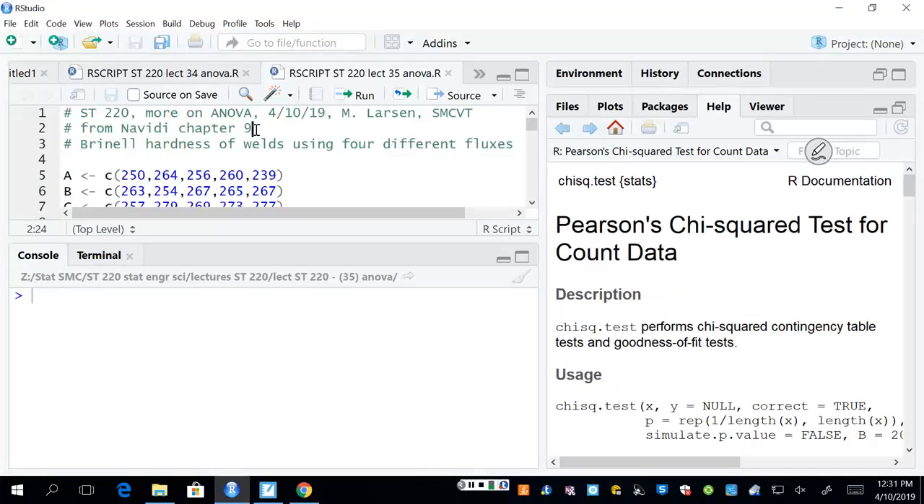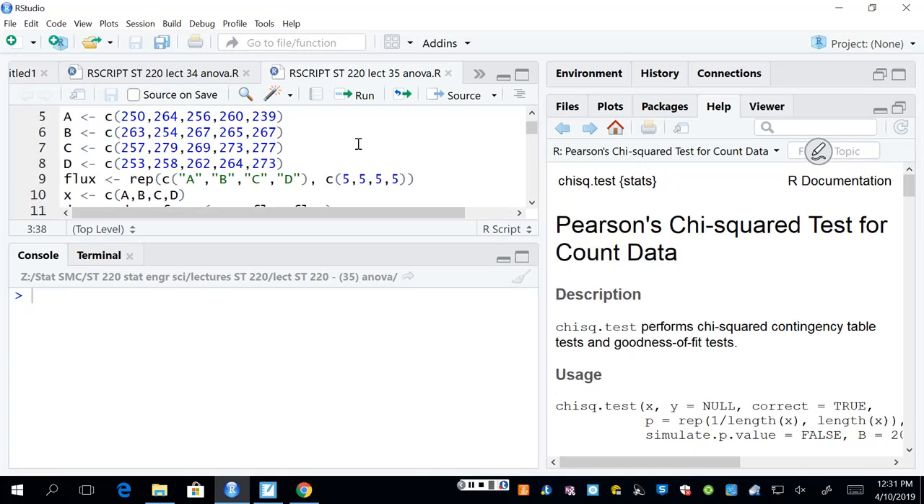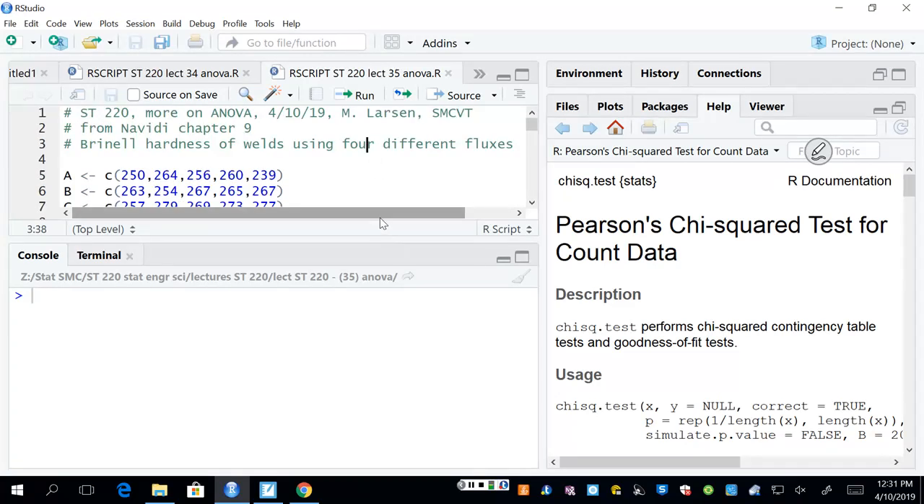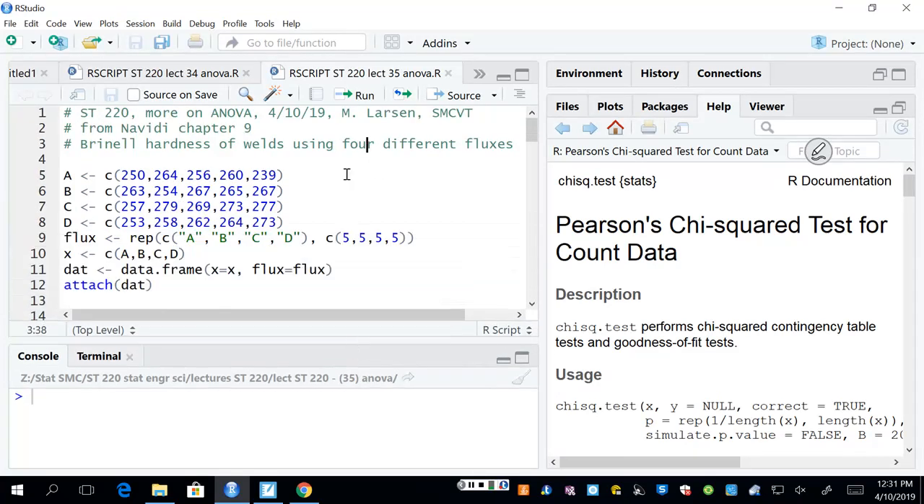There's one data set there that talks about the hardness of welds from 4 different fluxes. So 4 different ways that the chemical mixture is put into the weld, and the speed at which these things happen, as I understand it. And there's a measure of hardness there. Right? And the 4 different fluxes or treatments are just called A, B, C, or D.